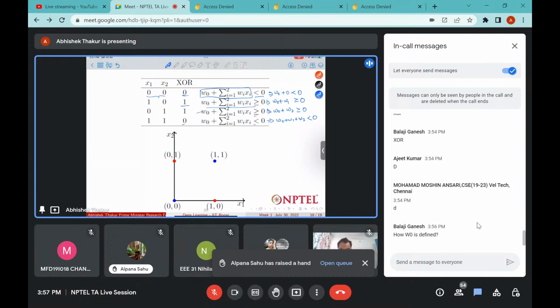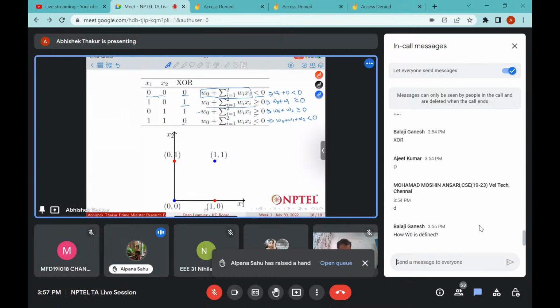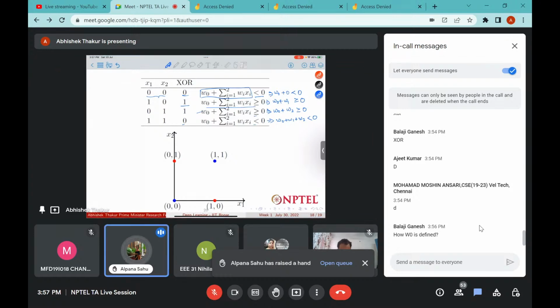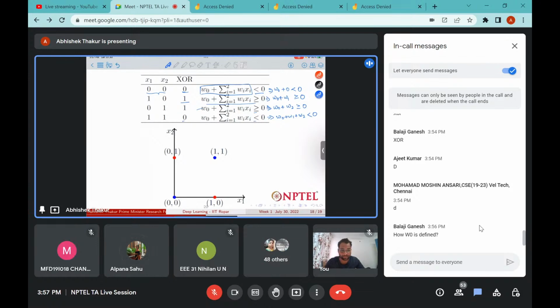Yes, Alpana, you have raised your hand. What doubt do you have? Yes, sir, I want to ask, for a single perceptron, the Boolean function should be linearly separable. Is it right? Yes, yes. But in case of XOR, it is not linearly separable. AND, OR, NOR are linearly separable, but XOR and XNOR are not linearly separable. Okay, sir. Thank you, sir.